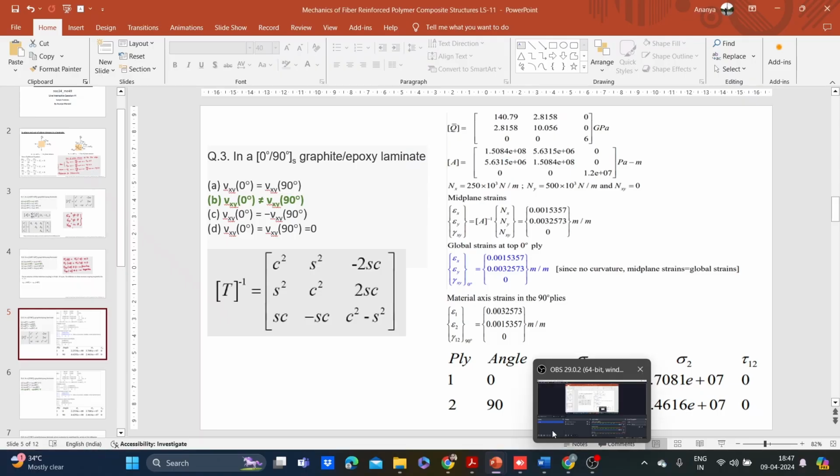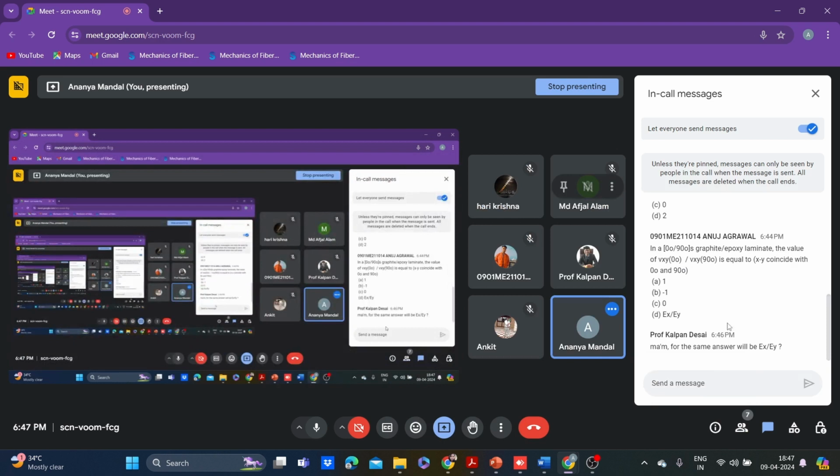Now the options that are given. As I showed that the values will be different, it will never be 1. 0, it can't be 0. There is always longitudinal and transverse stress. Minus 1 will also not be correct because the values are so different. So the ratio will never be equal to minus 1. So the only option that is here is Ex by Ey. So I think option D will be the correct one. That is Ex by Ey.